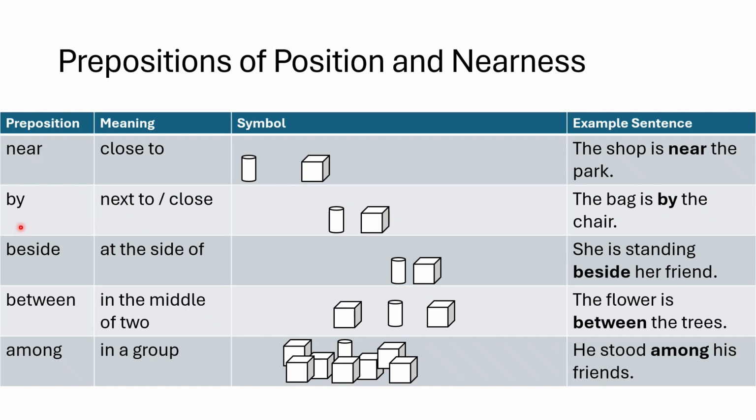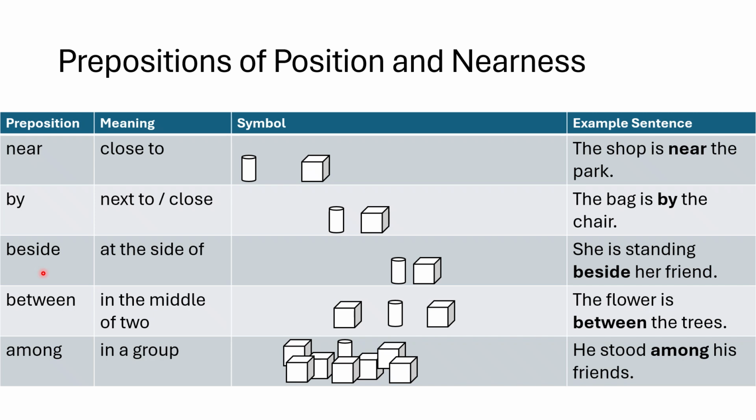The preposition by means next to or close. This symbol illustrates the cylinder by the box. Listen to the example sentence. The bag is by the chair.